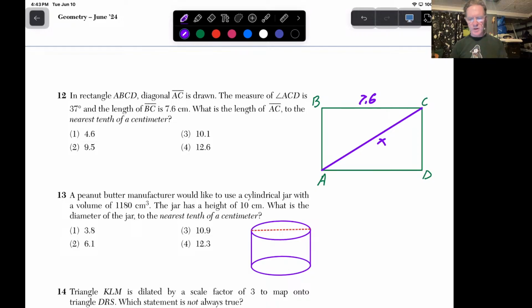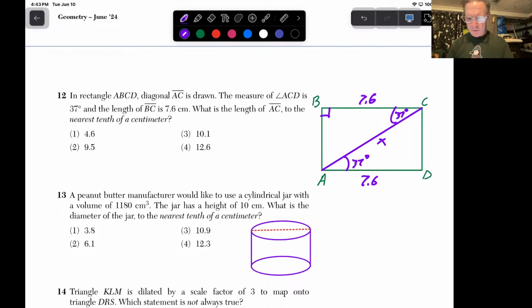Okay, this is just a right triangle question, right? We have a rectangle. We have 7.6, and they told us that this angle here, ACD, is 37 degrees. We know that this is 7.6, because the opposite sides are congruent in a rectangle. We also know that this angle would be 37 degrees. Why? Alternate interior angles are congruent. Two parallel lines cut by a transversal. Lots of fun stuff happening in this problem.